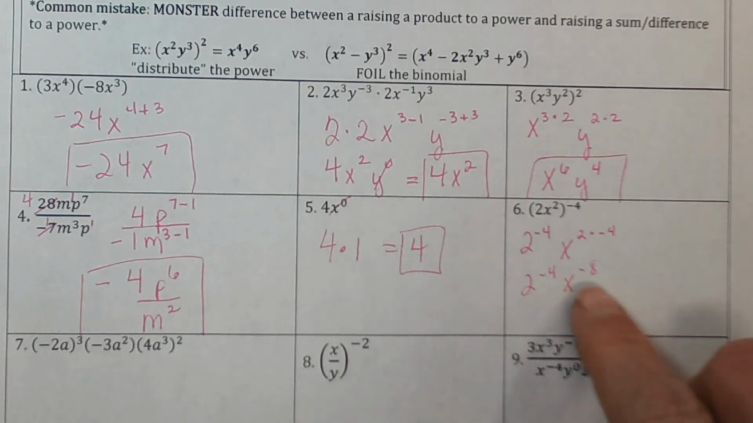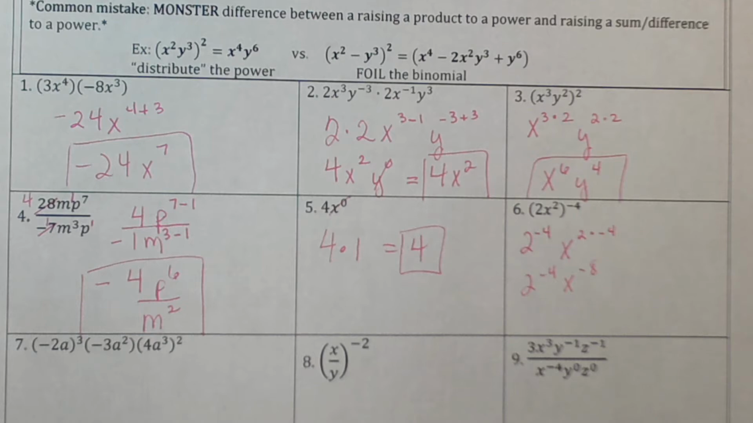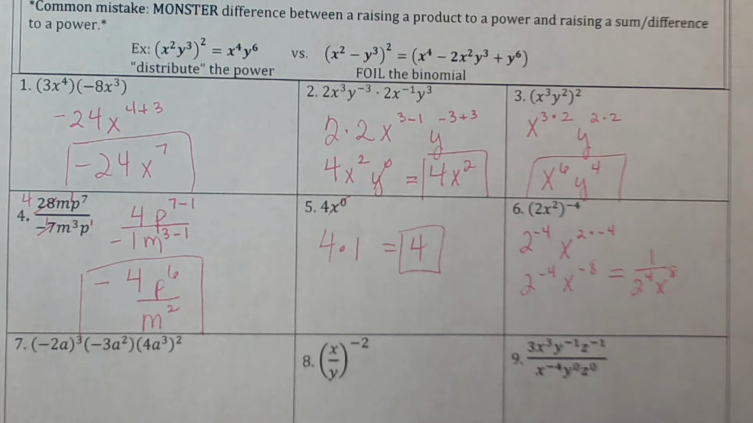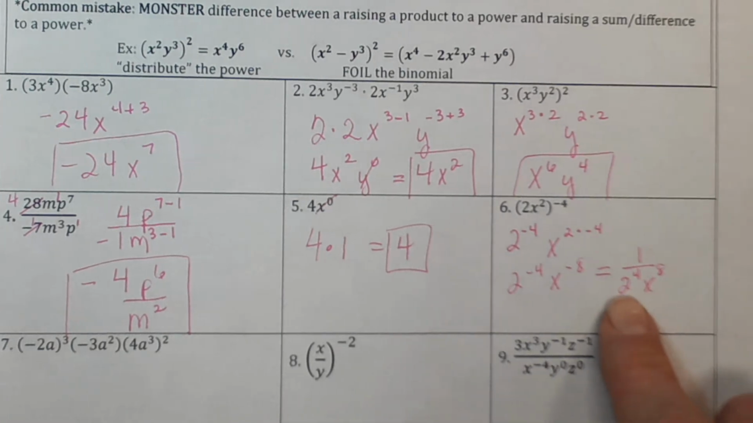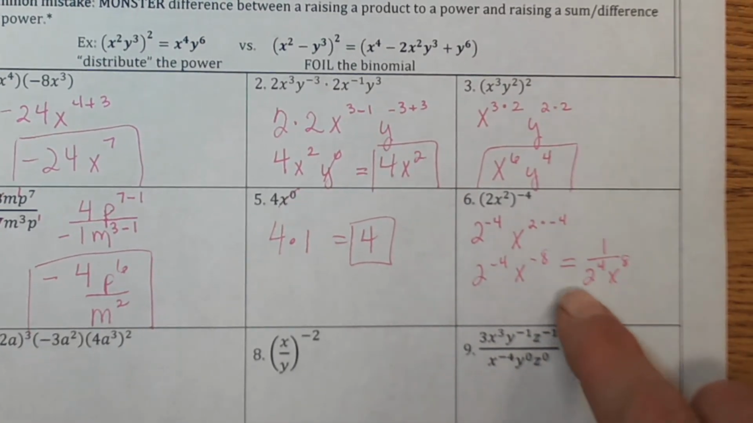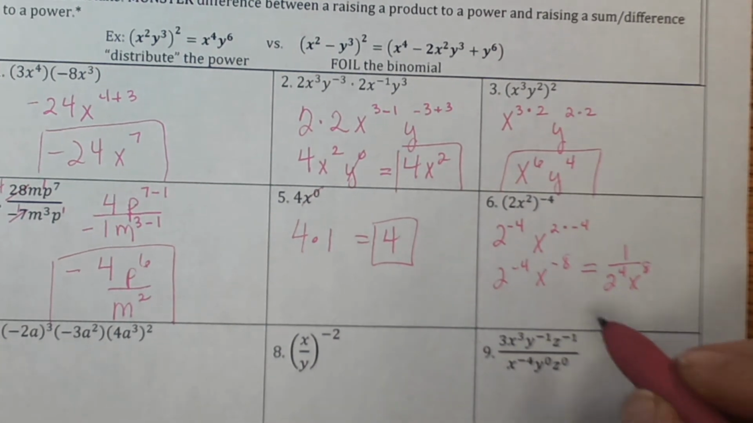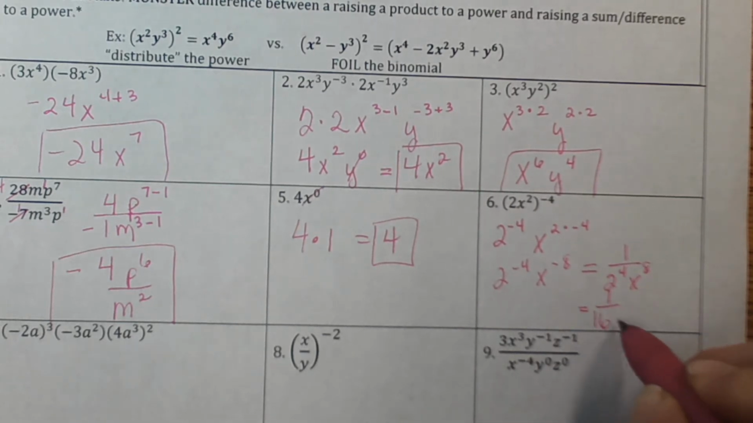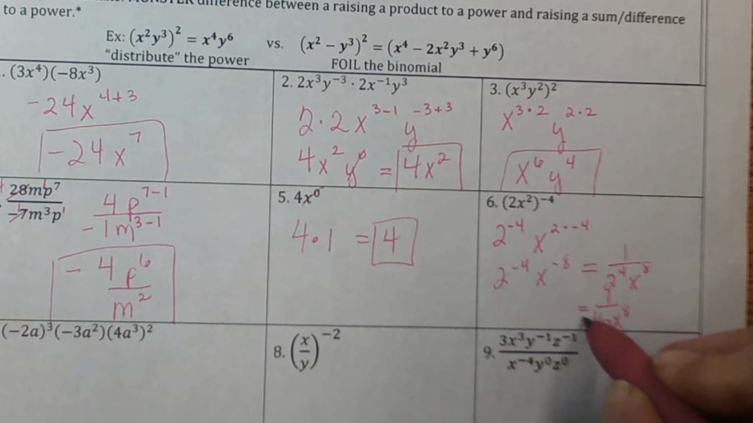So since both of these have a negative in them, that means I need to move them to the denominator. So I've got 1 over 2 to the 4th, x to the 8th. And then the last thing I'm going to do to simplify is I'm going to actually take 2 to the 4th. So what is 2 to the 4th? Well, it's 2 times 2 is 4, times 2 is 8, times 2 is 16. So my final simplified answer would be 1 over 16 x to the 8th.